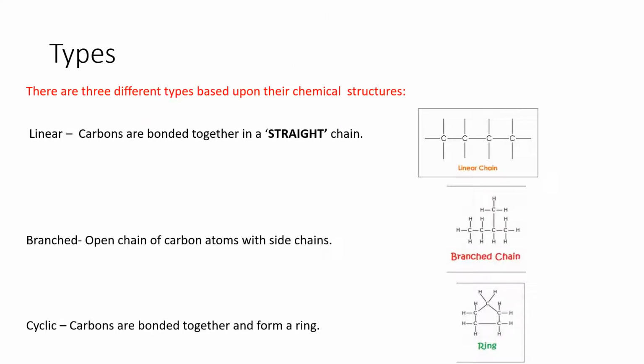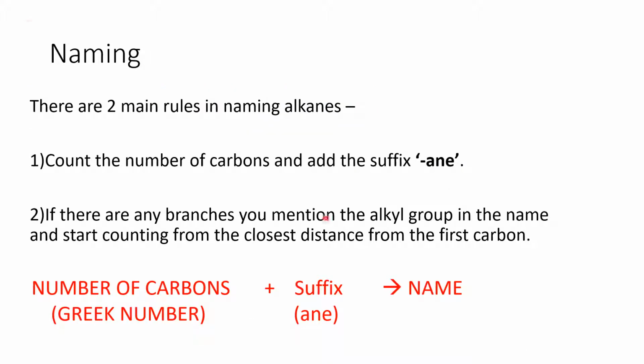Now there are three main types, and the types depend on the arrangement of carbon atoms. There's linear, branched, and cyclic. In linear, the carbon atoms are arranged in a straight chain. In branched, there is an open chain of carbon atoms along with a side chain of carbon atoms, as you can see here. And in cyclic, the carbons are arranged so that they form a ring.